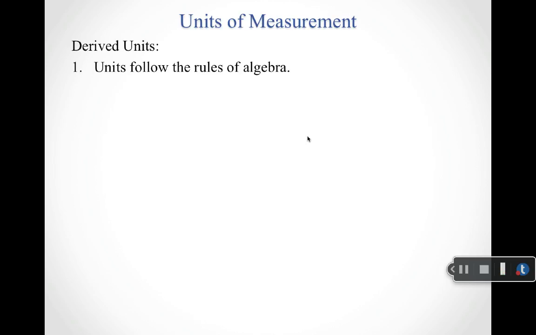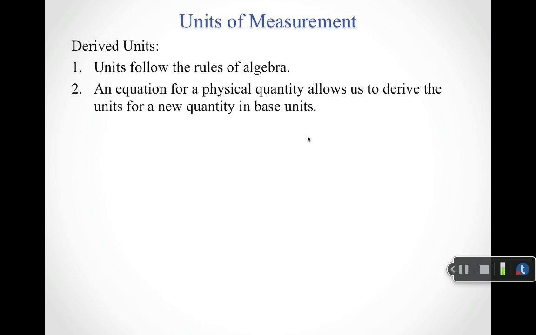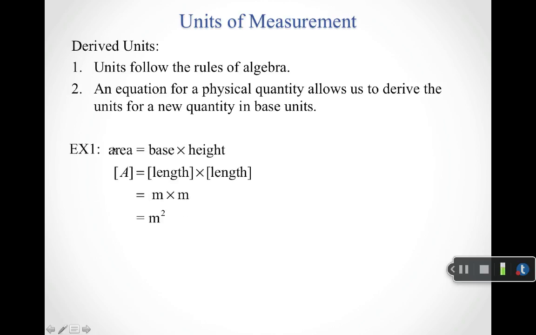So one of the things that we'll get good at is creating what are known as derived units. Derived units is just another way of saying what's the unit of something that's not a base unit. And the one thing that we'll take advantage of in deriving units is that units follow the rules of algebra. So if I've got 1 unit divided by another, they'll cancel. If I've got a unit times a unit that are the same thing, I'll have that unit squared. So we're going to take advantage of the rules of algebra in dealing with units, and then we're going to use equations for physical quantities to derive our new units for some new quantity.